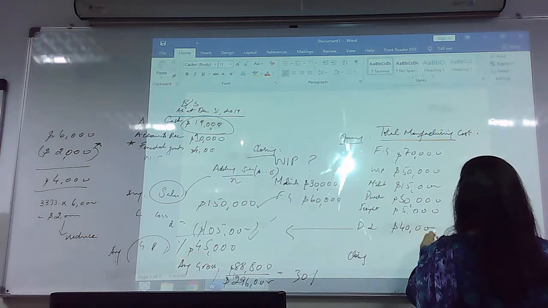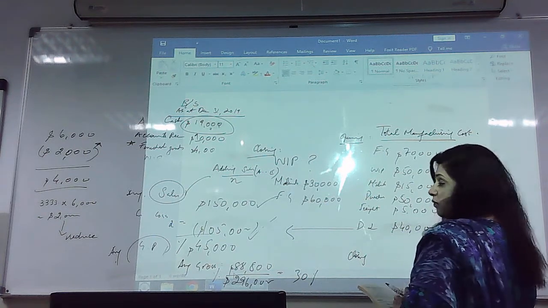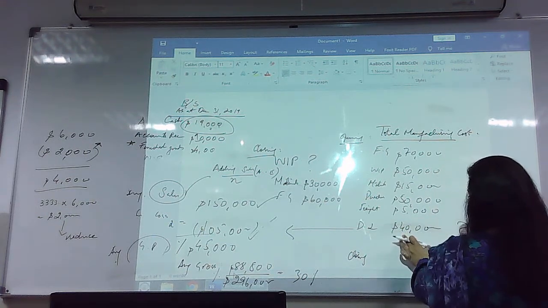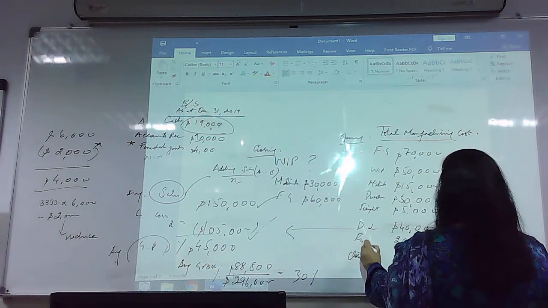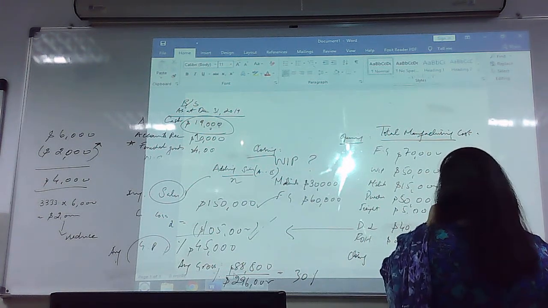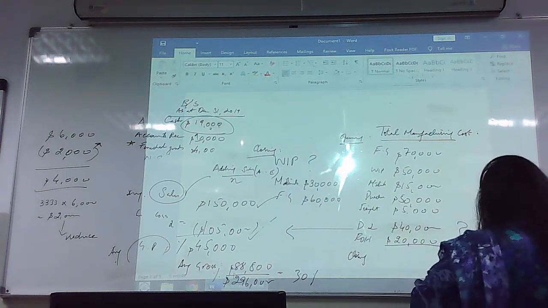$40,000. And factory overhead was 50% of direct labor. So 50% of direct labor is $20,000. This is FOH, this was 50%. So you just add these up now.